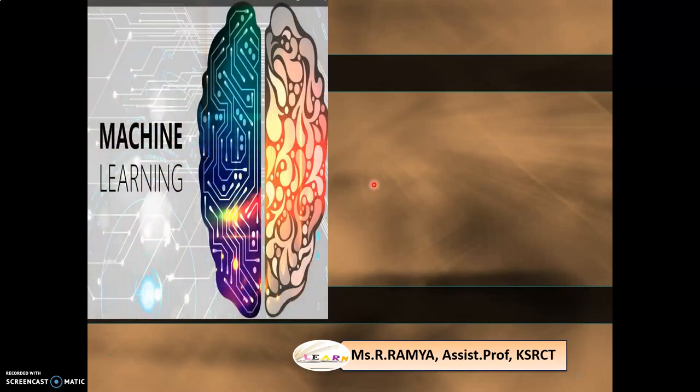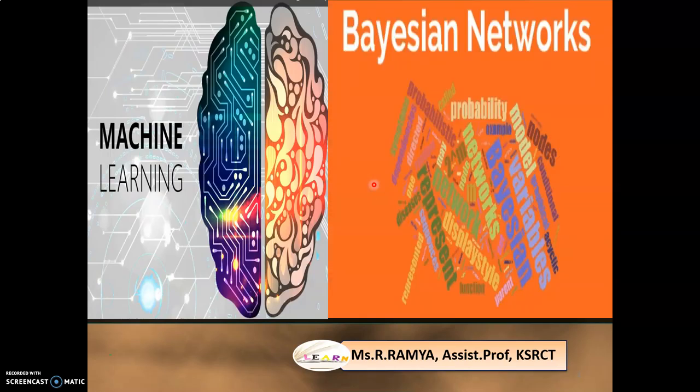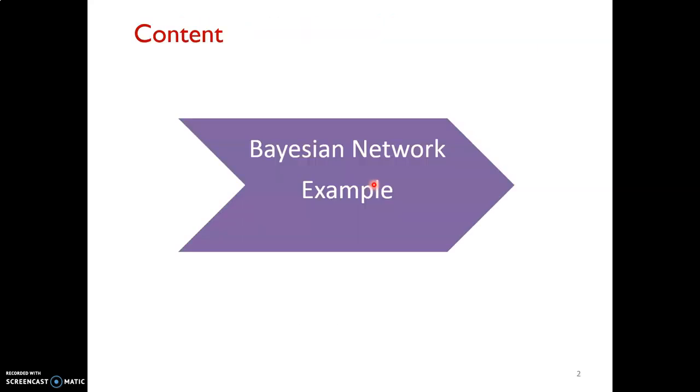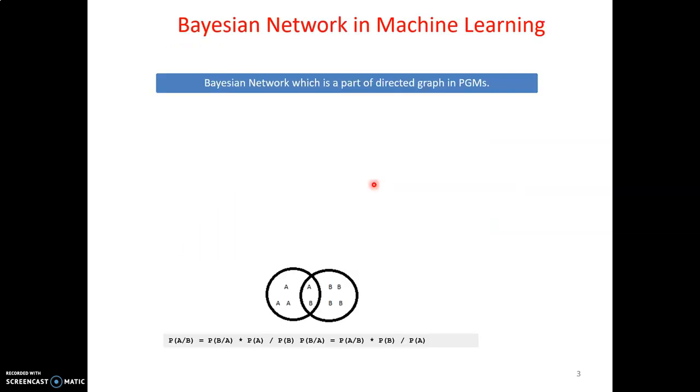Today we will see the topic is Bayesian network in machine learning. Here we will discuss the introduction of Bayesian network and one example for the Bayesian network. First, the Bayesian network is a part of directed graph in PGMs.